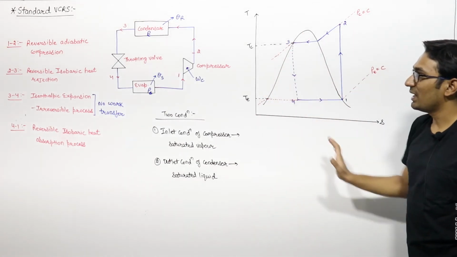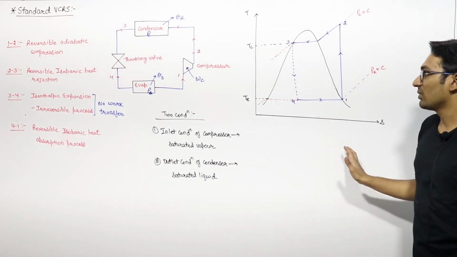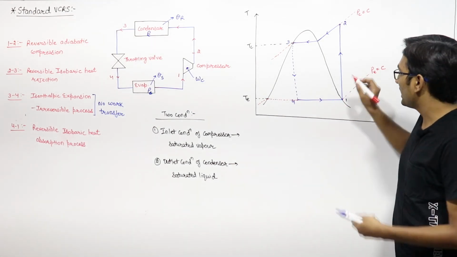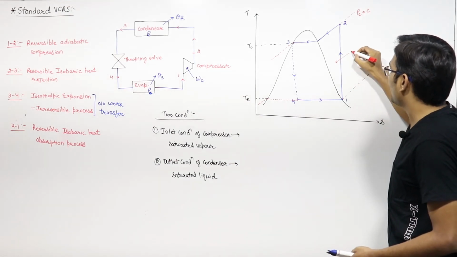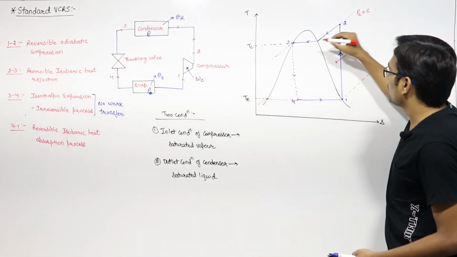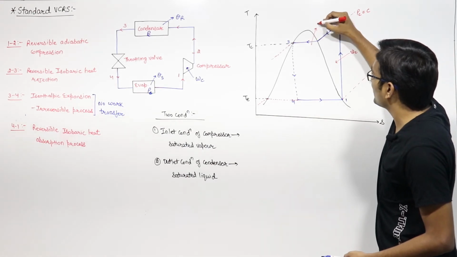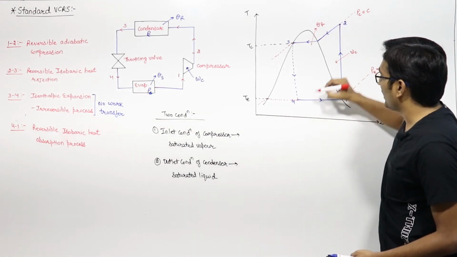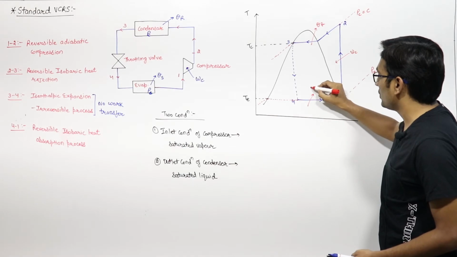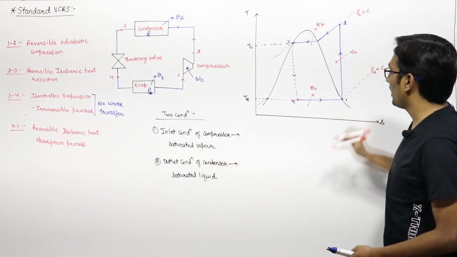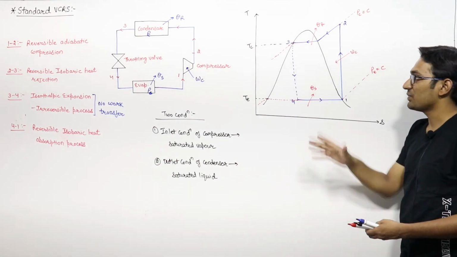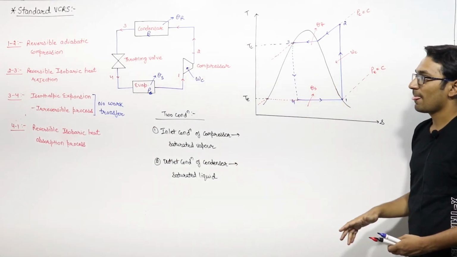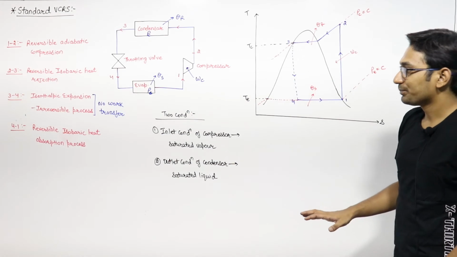So this is what the standard vapor compression refrigeration system looks like. Here the work consumed by the compressor is WC, the heat rejection is QR, and the heat supply is QS. There is no work and no heat transfer associated with the throttling process.